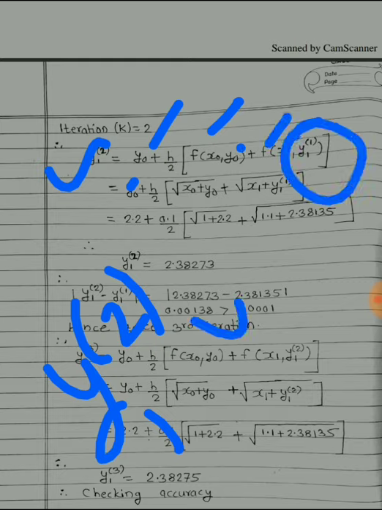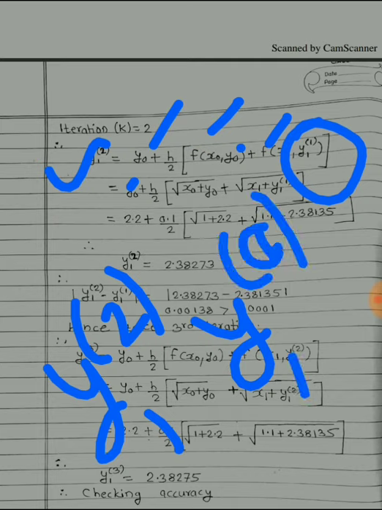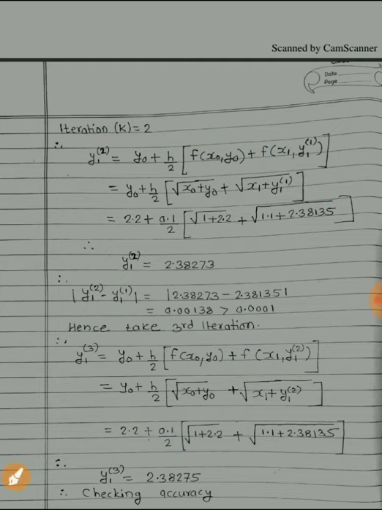This has become y1 of 1 instead of y1 of 0 in the previous iteration. So what does it mean? It means that instead of the previous value of y, I am going to calculate a new value. To calculate the new value, I am considering the previous value here. Let us see how to solve this now.